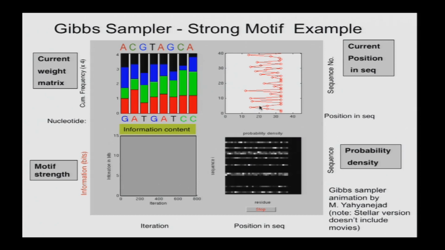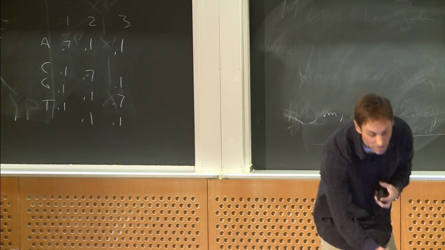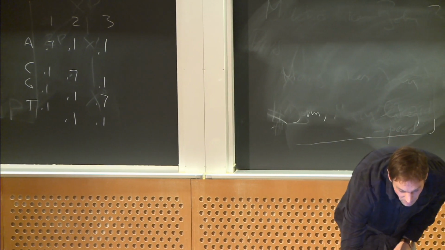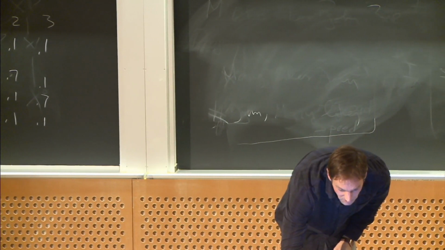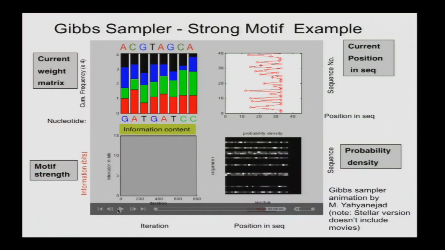So this shows the position that was last sampled in the last round, and this shows the probability density along each sequence of the probability that the motif occurs at each particular place in the sequence. That's what happens over time. It's obviously very fast, so I'll run it again and maybe pause it partway. We're starting from a very random-looking motif.